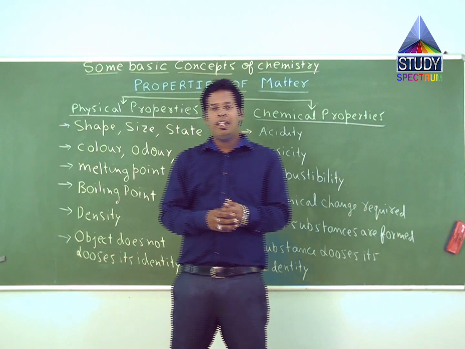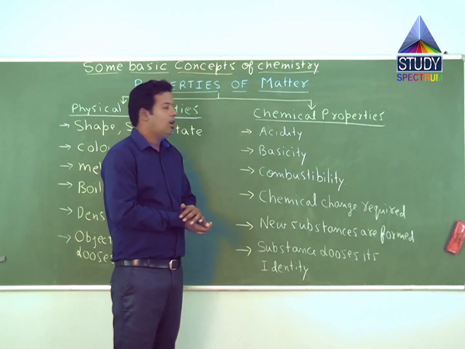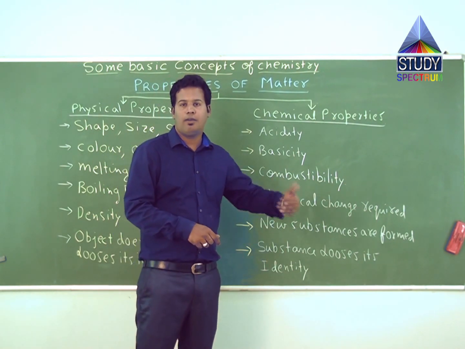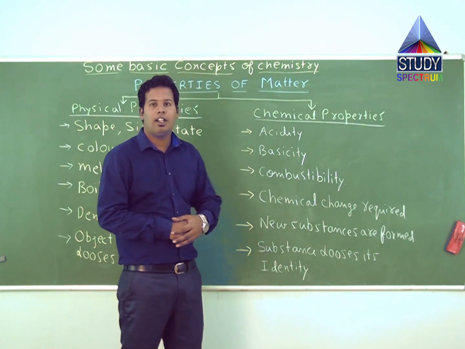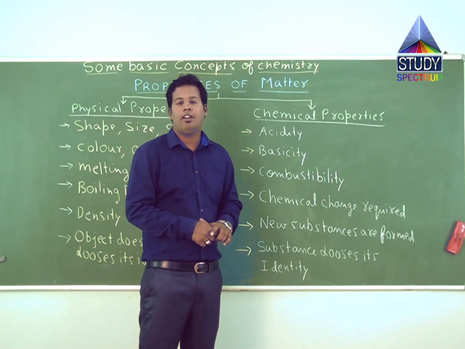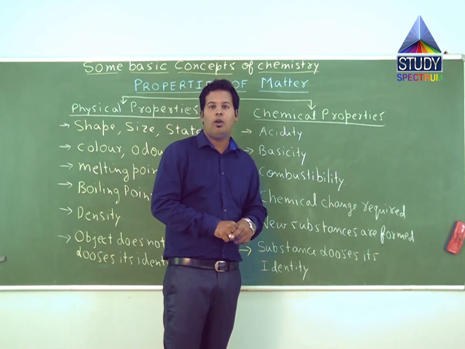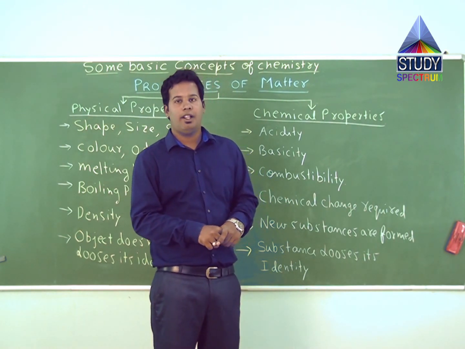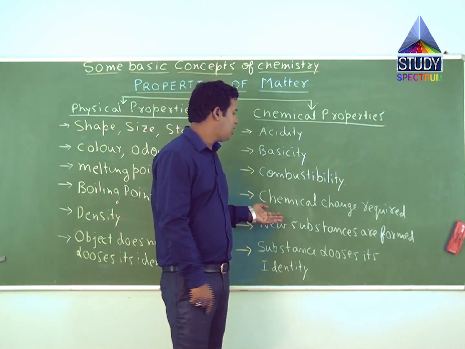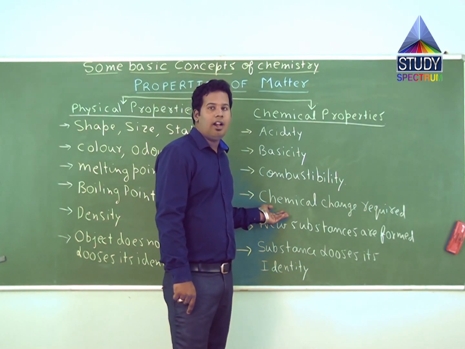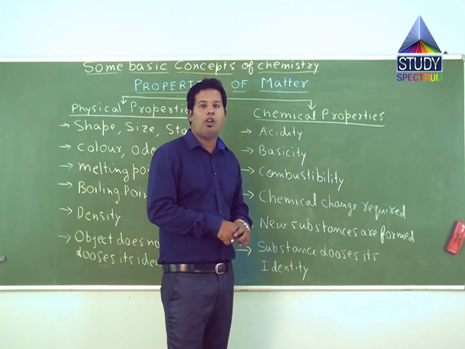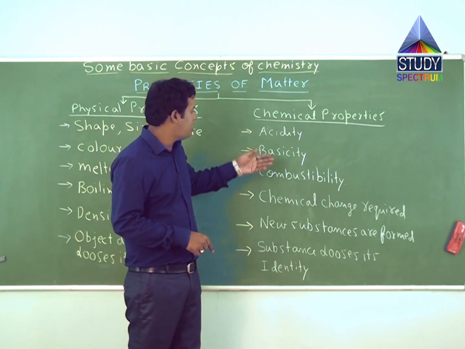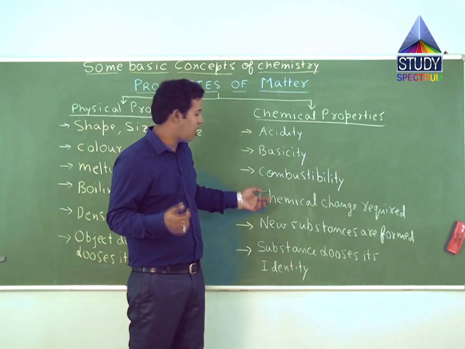Okay, but in case of chemical properties, there is always a chemical change required, right? Just before we started with physical and chemical properties, I explained that whenever there is a chemical change, only then can we say that chemical reactions are occurring. For chemical properties, we require some chemical change, and there are some properties which fall under this category of chemical properties, like acidity, basicity, combustibility, etc.